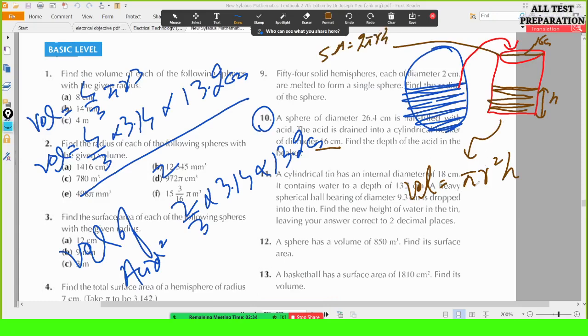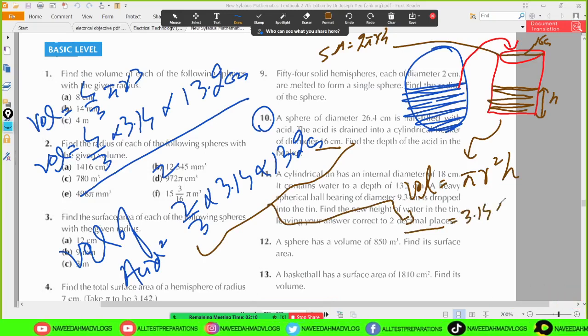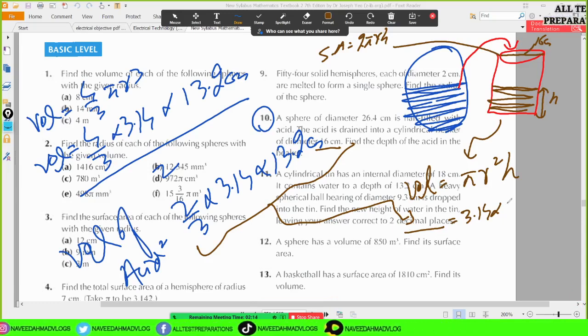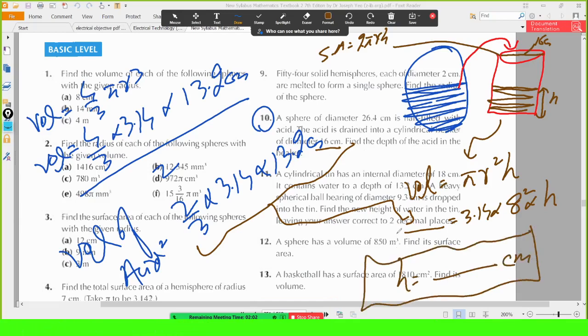So over here what will the volume be? How much is the volume of this acid? That will be equal to this one. Okay, you have to put this here. Pi will be equal to 3.14. r value will be equal to half the diameter of this cylinder, that will be equal to 8 in this case, and you need to find h. So from here you will get the h value in centimeter. Got it? Yeah.